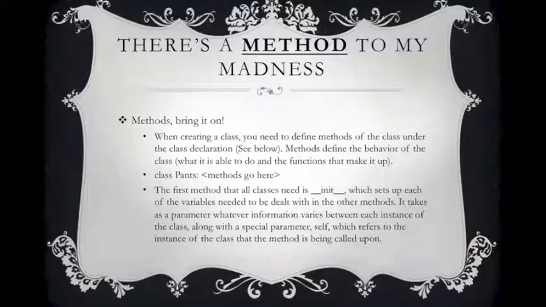Now the first method that all classes need is the __init__ method. And what this does is it sets up all the variables and all the busy work that needs to be dealt with in the other methods, and that is called when creating an object of the class. And as I said, it takes as parameter whatever information varies between each instance of the class. And every method in the class takes a special parameter called self. And this self refers to the instance of the class that the method is being called upon. Okay, I hope that makes sense.